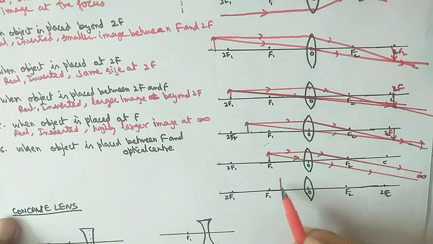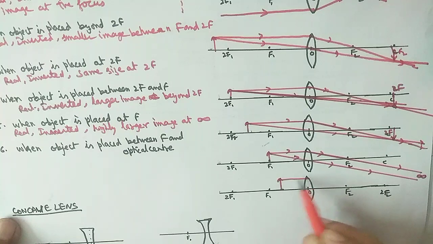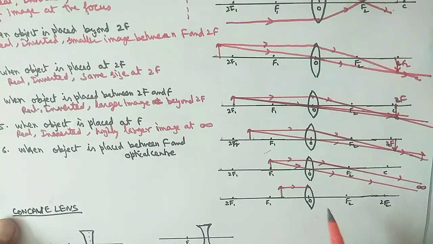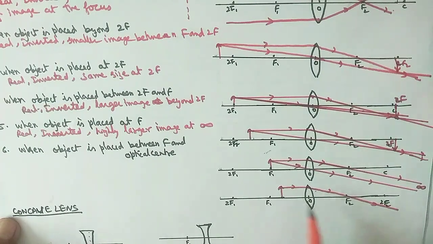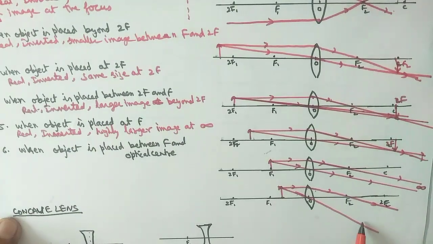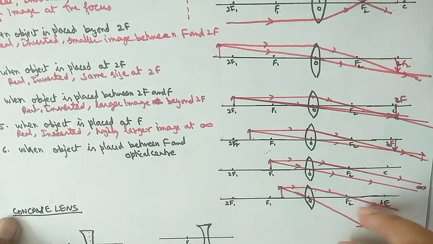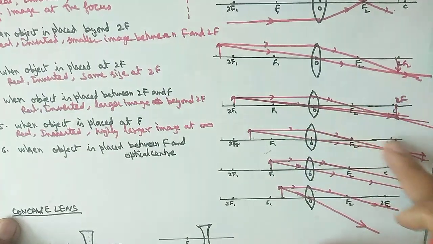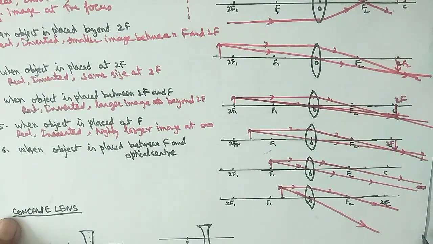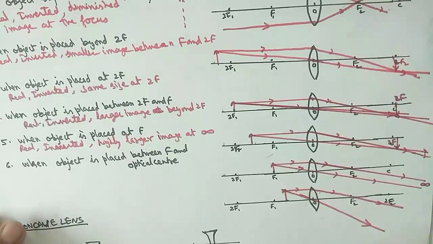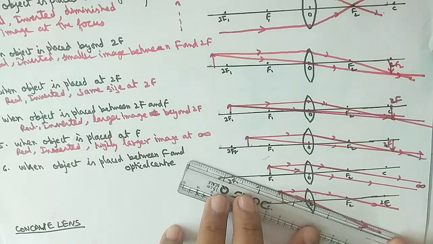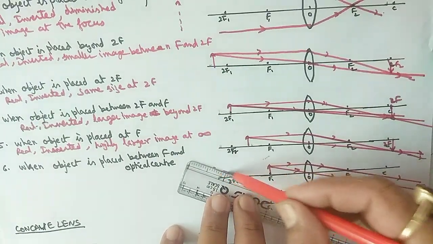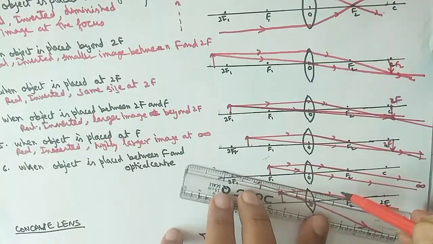Now see another case, when the object is placed between F and O. Like this. Show the first ray here like this. It will pass through the focus. And the second ray. So these are diverging like this. They will not meet on this side. So what will we do here? Just join both on the other side, like this, and here also.